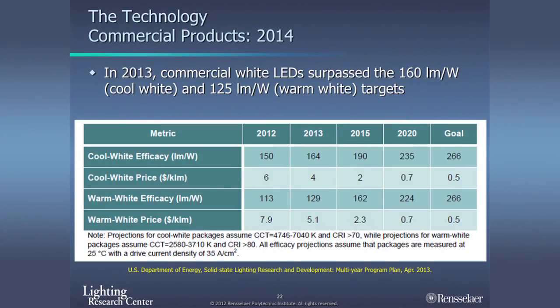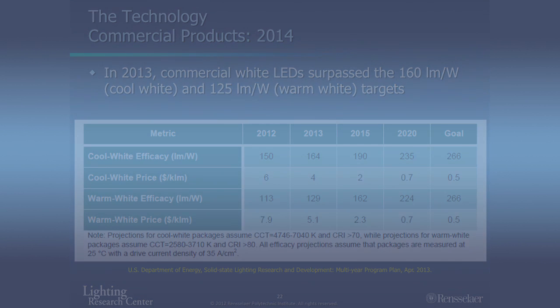Now, when we talked a little bit about efficacies, in 2013, cool white surpassed 160. Warm whites were still at about 120. Next year, you're going to see them get up very close to 200, and I would not be surprised if some manufacturers are going to get over that by that time. But there's a big but with that.